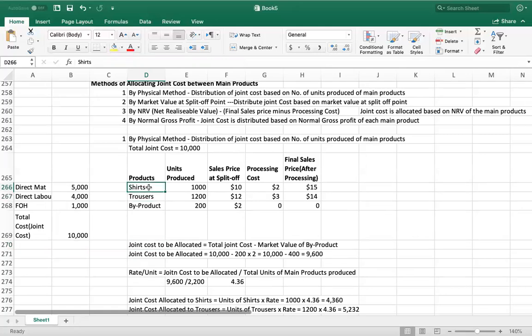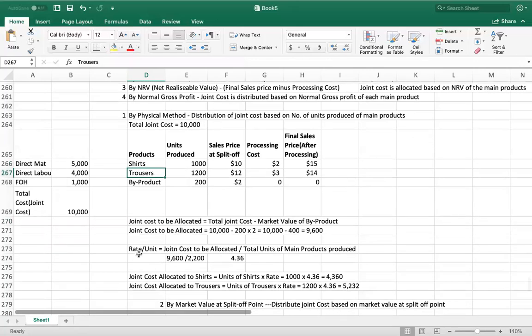Main products are our shirts and trousers. So which method are we following? The physical method, based on number of units. First we will calculate the rate. Rate is equal to joint cost to be allocated, 9,600, divided by total number of units of main products. Total number of units of main products is 1,000 plus 1,200, so 2,200. So our rate is 4.36 per unit.